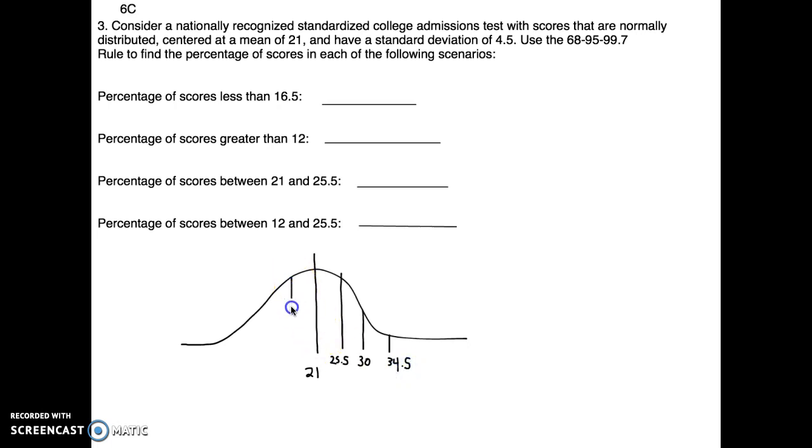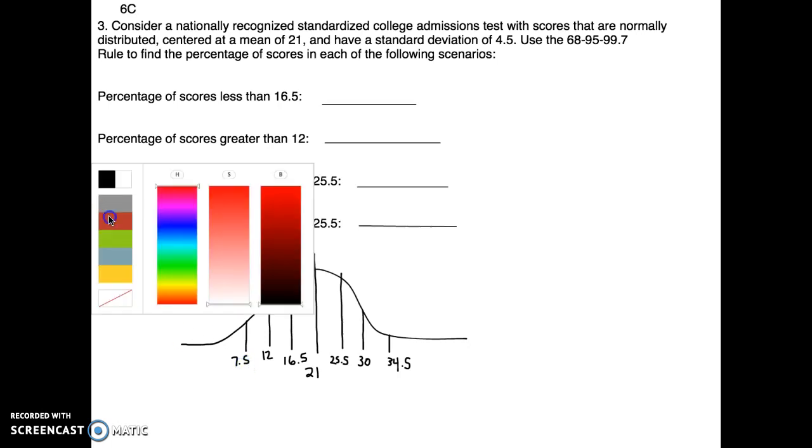And then we're going to do 3 standard deviations to the left. And this time we're going to subtract 4.5. So 21 minus 4.5, which gives us 16.5. And then minus 4.5 again, which gives us 12. And then minus 4.5 again, which gives us 7.5.